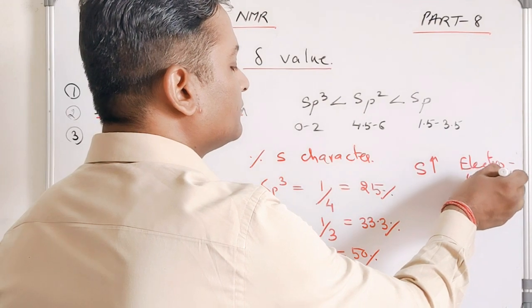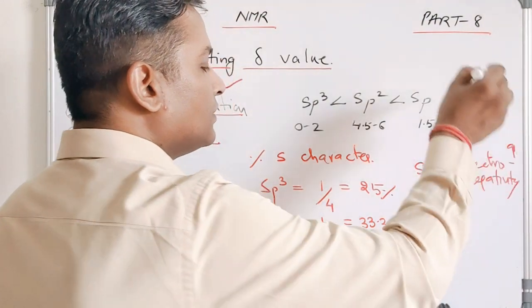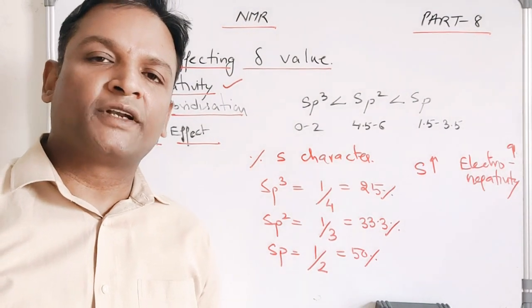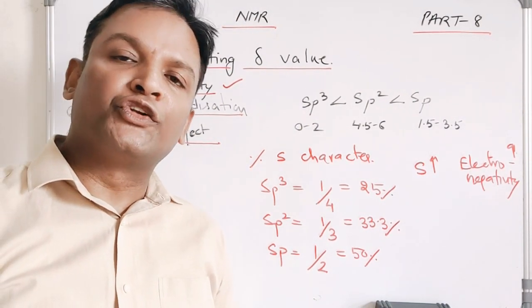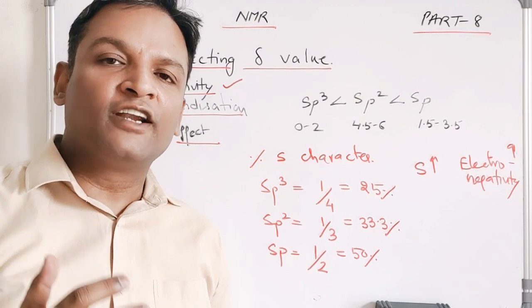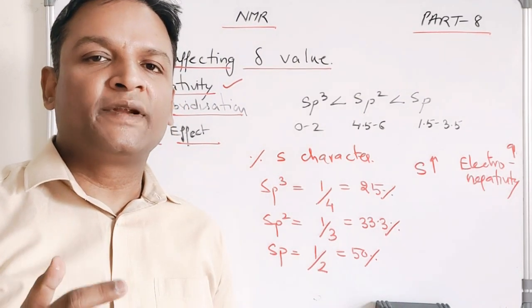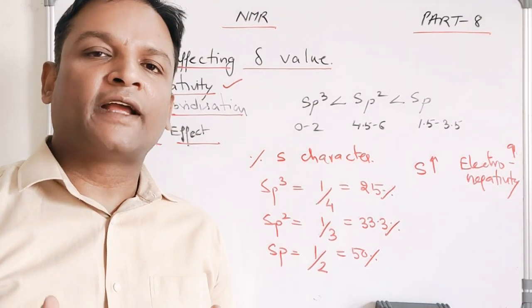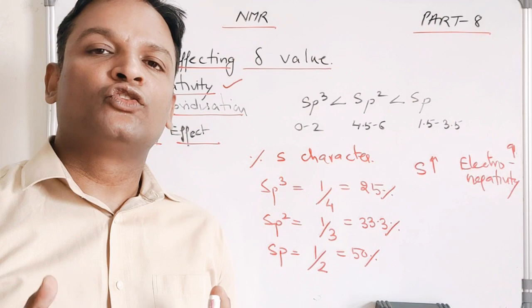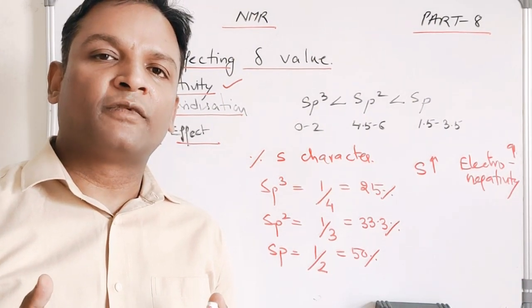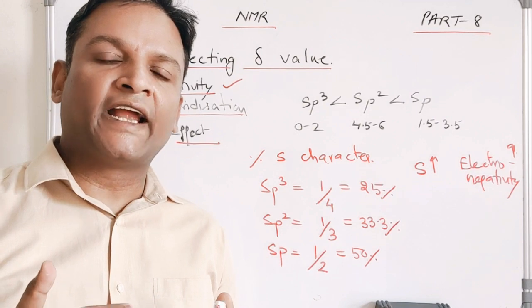Electronegativity. Higher is the s character, higher is the electronegativity, because s orbitals are found to be closer to the nucleus. So more is the s character, it means electrons are very tightly held by the nucleus and protons should be de-shielded. I repeat it again, more is the s character, s orbitals are closer to the nucleus, so more is the s character of any carbon, then its electrons should be very tightly held by the nucleus.